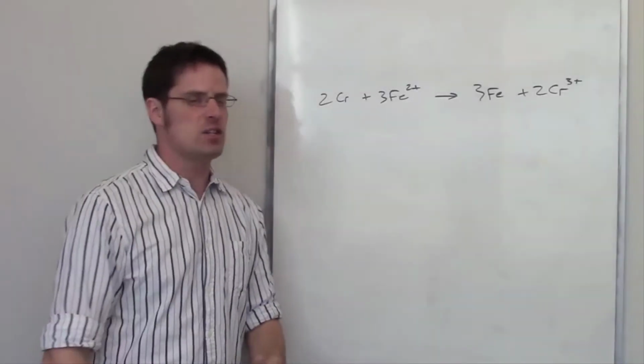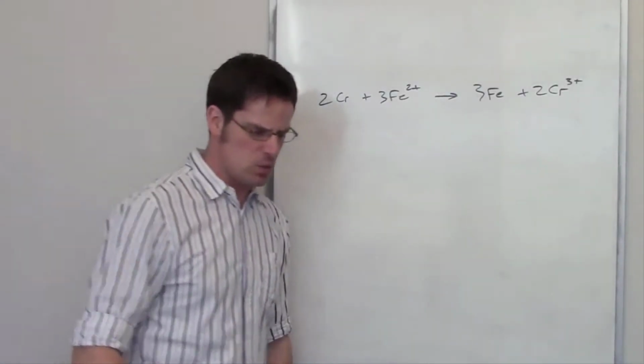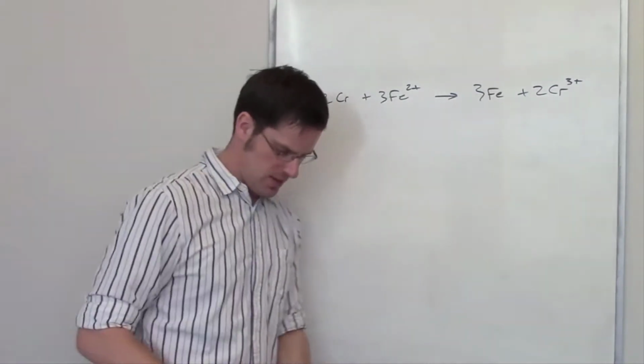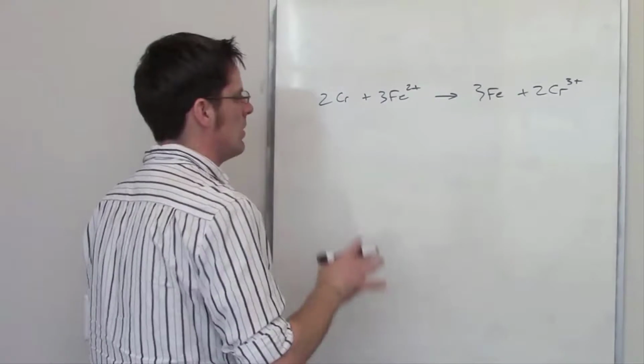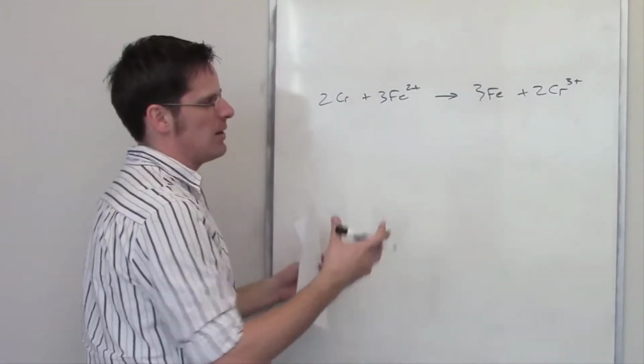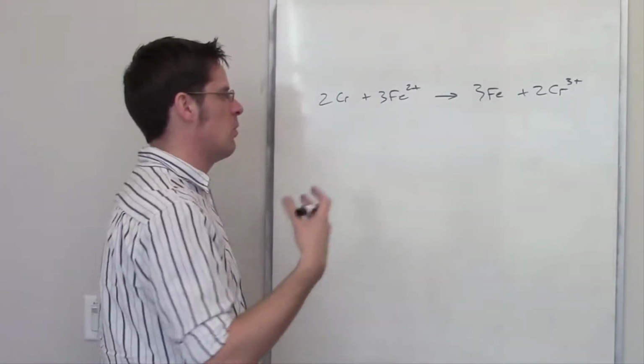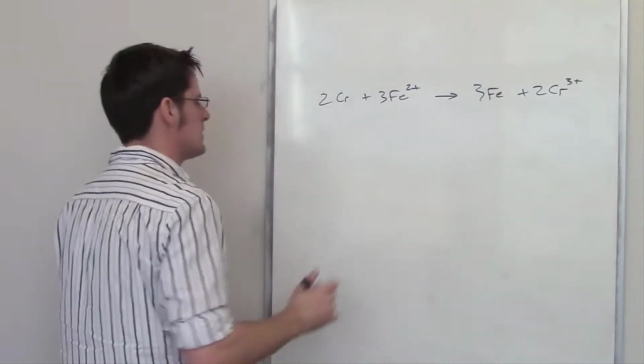This problem is actually not too tough. It's asking us what the standard cell potential is for a voltaic cell based on this reaction. Well, in order to do this, what we need to do is separate it out into its semi-half reactions by figuring out what's oxidized, what's reduced. Let's go ahead and throw this thing down.